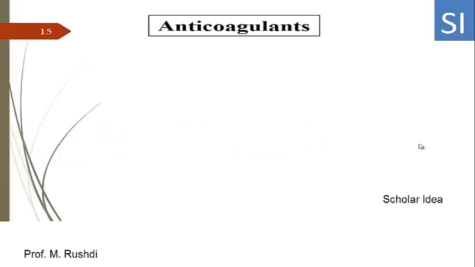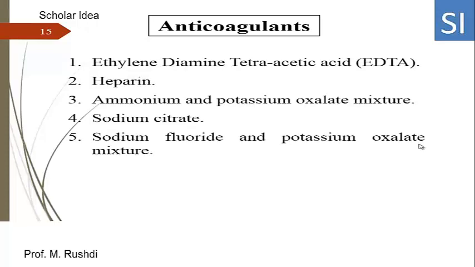Anticoagulants. Anticoagulants are chemical substances that are added to the blood sample to prevent coagulation. The most commonly used anticoagulants include ethylene diamine tetraacetic acid or EDTA, heparin, ammonium and potassium oxalate mixture, sodium citrate, sodium fluoride and potassium oxalate mixture.